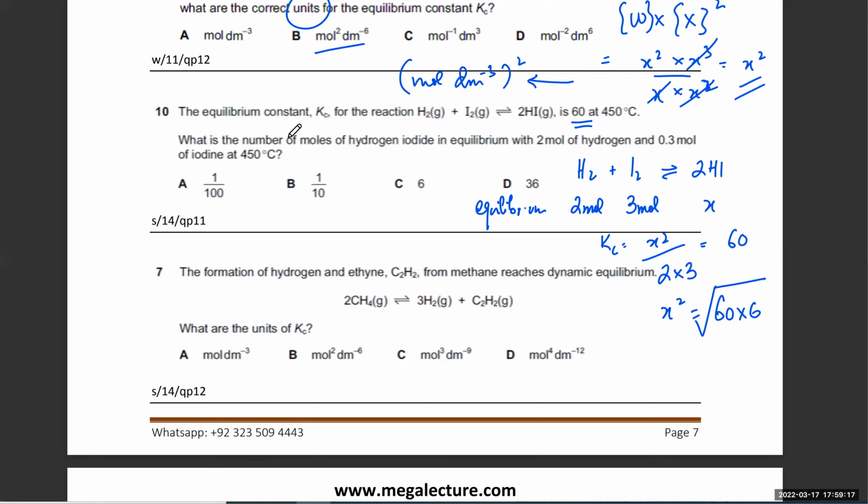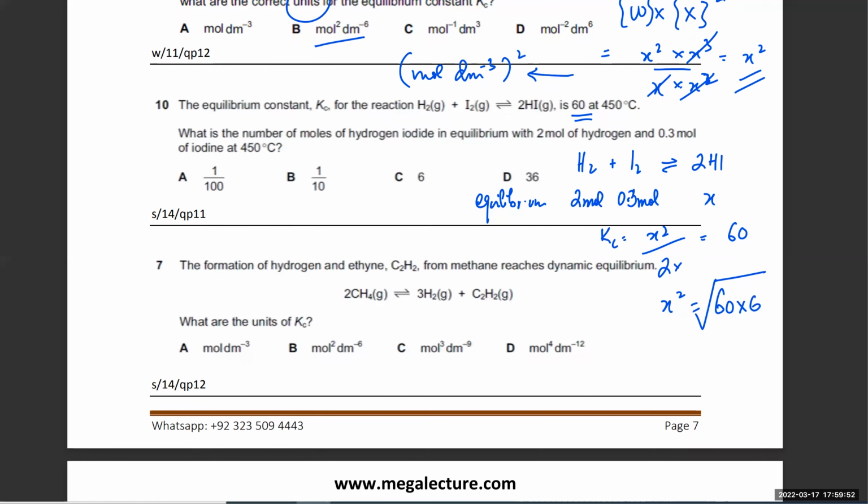Actually, the question is fine. What is the total number of moles of HI in equilibrium with two moles of... that's 0.3, yeah, sorry, I made this mistake. The error is that it's not three moles, it's 0.3. Just avoid silly mistakes like these. So this is 0.3. Now do this, kids, what do you get for this? 6.